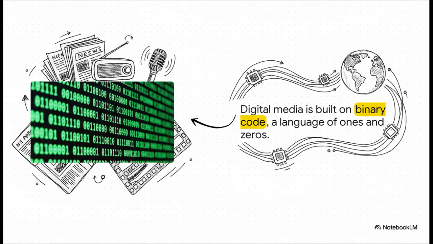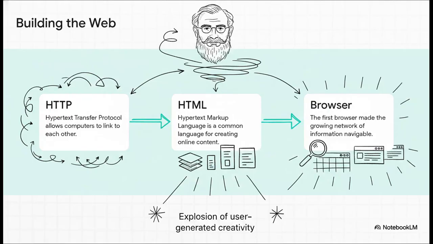And thanks to things like microprocessors and fiber optic cables, this code could suddenly be sent all around the world at the speed of light. And that's what made the internet possible. But the internet was really just a network of computers.